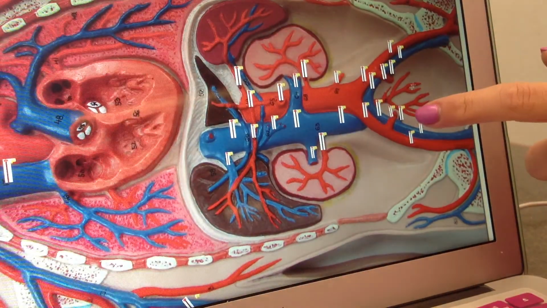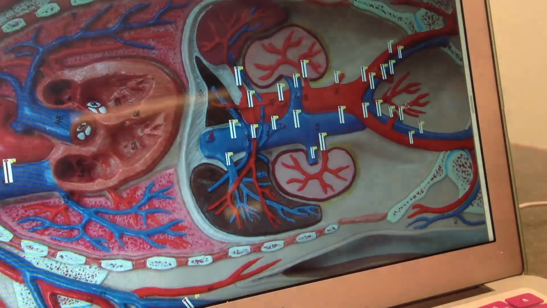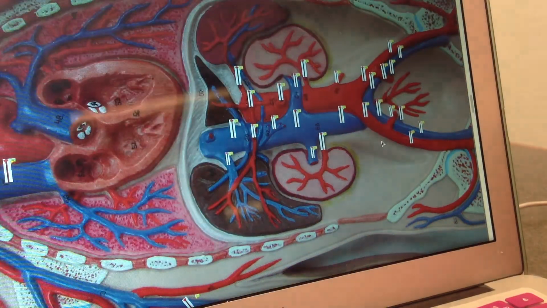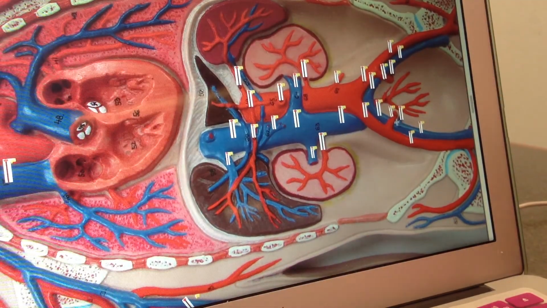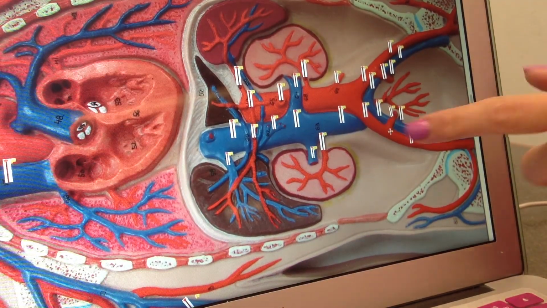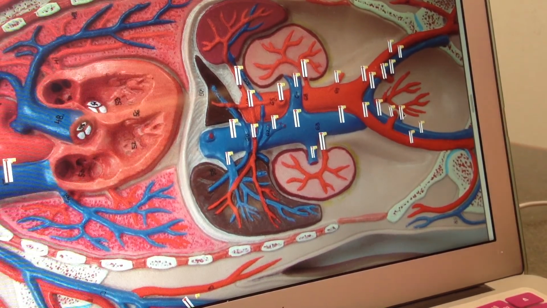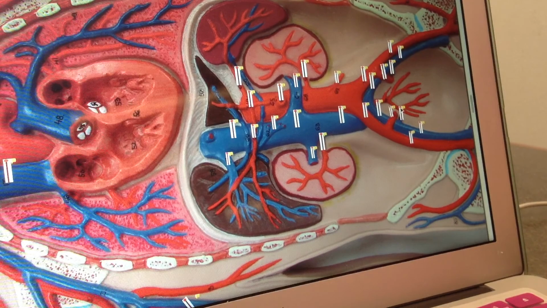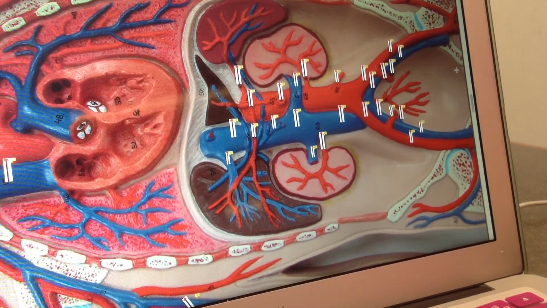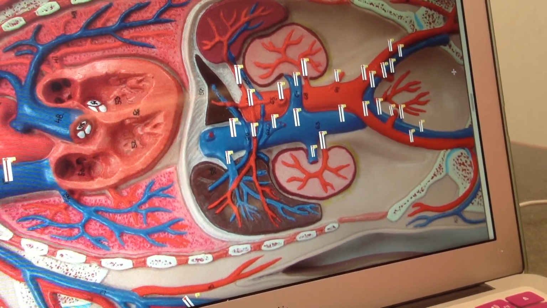And then the veins that dip down are going to be internal. So the veins and arteries that dip down, you have the internal iliac artery right here. Internal iliac artery, the red one, and the blue one is going to be the internal iliac vein. So that concludes this portion of the abdomen.